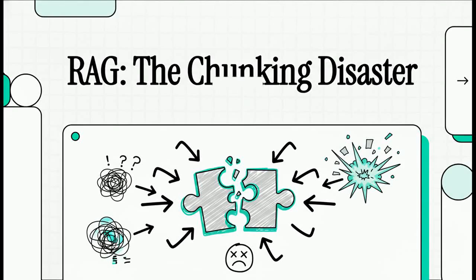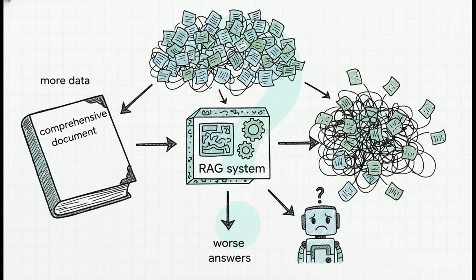All right, let's talk about one of the most critical and, honestly, one of the most overlooked engineering problems in AI today: the chunking disaster. This is that hidden landmine that can make a brilliant AI give a catastrophically wrong answer. And if you've ever built a RAG system, I'm willing to bet you've run into this.